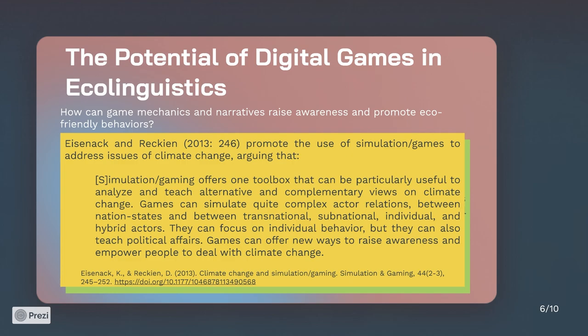Basically, gaming simulations are a toolbox that can be particularly useful for analysis and teach alternative and complementary views of climate change. Games can simulate quite complex actors' relations between nation states, they can focus on individual behaviors, they can also teach politics affairs. Games can offer new ways to raise awareness and empower people to deal with climate change. So a lot of opportunities there.